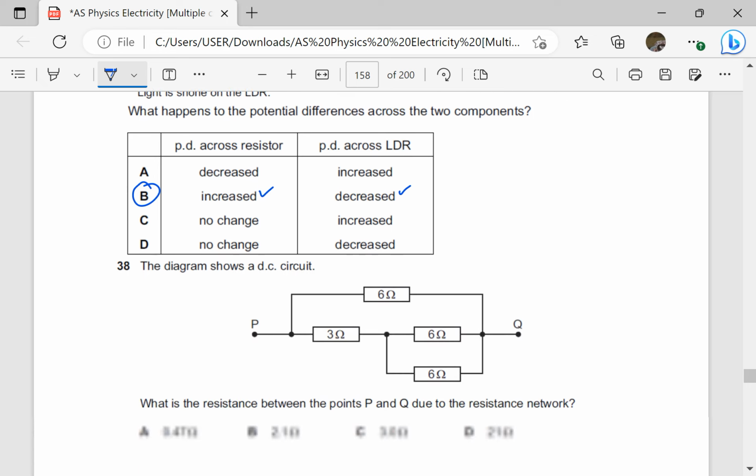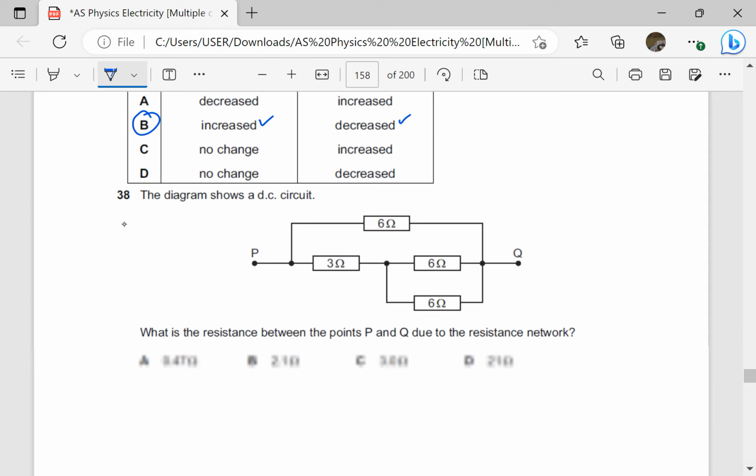The diagram shows a DC circuit. What is the resistance between points P and Q due to the resistance network? Now, these two are in parallel. Whenever you have two identical resistors in parallel, their total resistance is half of the resistance of just one. So if I have 6 and 6, the resistance here is going to be 3 ohms. Now I have a resistance of 6 ohms here, and I have another resistance here, which is 3 plus 3, which is 6 ohms. And these are in parallel now.